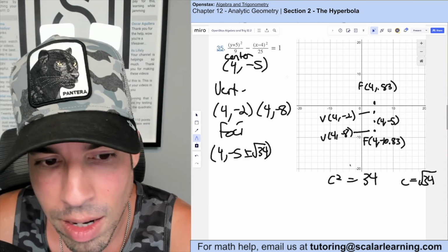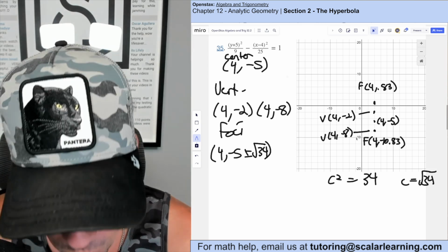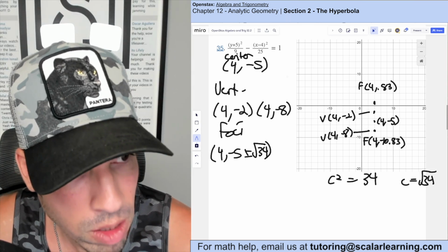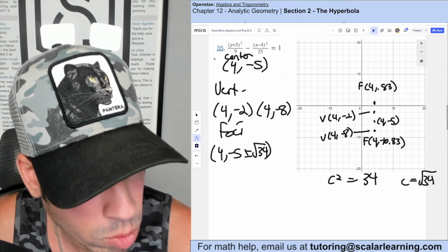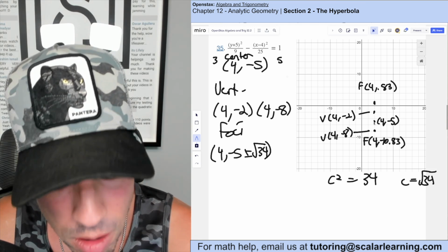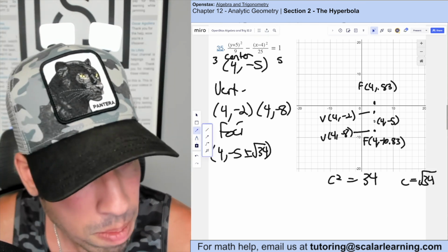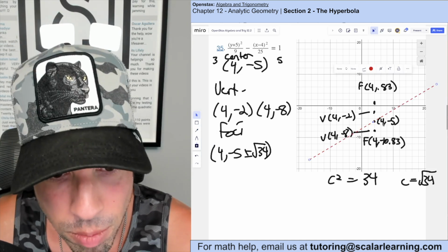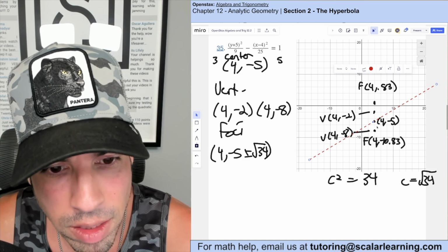Now it's not asking for the equation of the asymptotes, but I'm going to graph the asymptotes anyway. We know we're going through the center, and we can figure out the slope by taking the square root of that 9, which is 3, and the square root of that 25, which is 5. That tells me my slope is up 3 over 5. So up 3 over 5. There we've got an approximate line. And then the other way is -3 over 5.